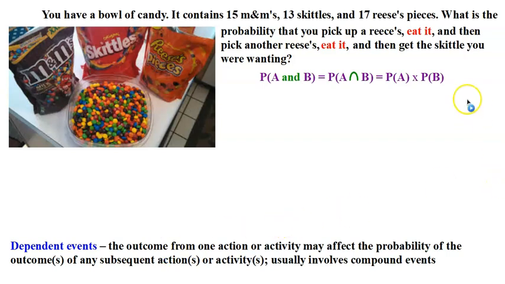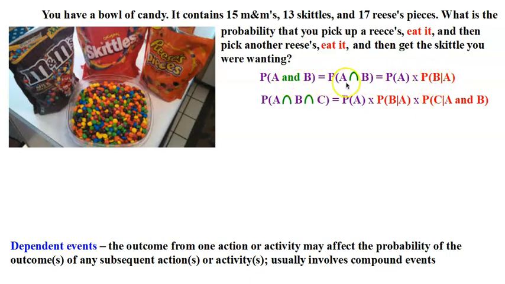All right. And since they are dependent events, we cannot use this equation. We get a different equation, and that would be this. So we have the probability of A and B is the probability of A, that's the same. But then we want the probability of B given that A already happened. So this little line right here, that means given. Now we have three things, so we need the probability of A times the probability of B given that A already happened, times the probability of C given that A and B already happened.